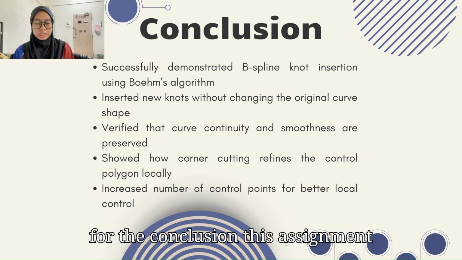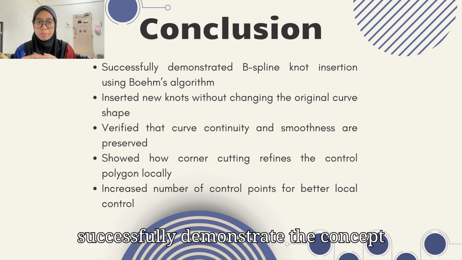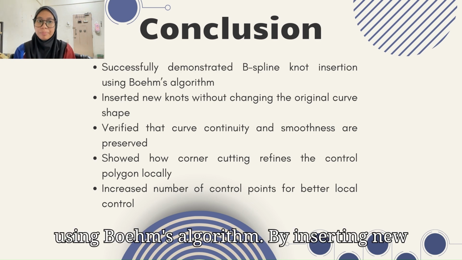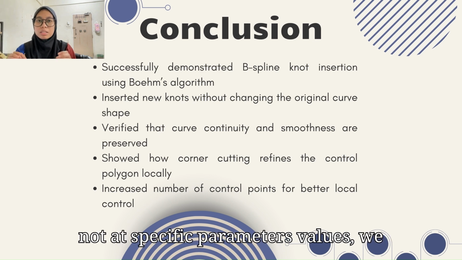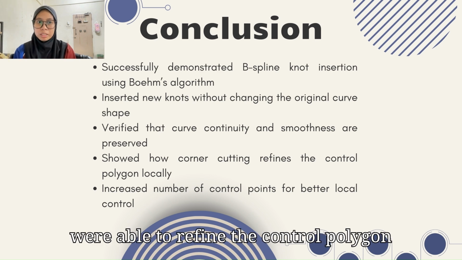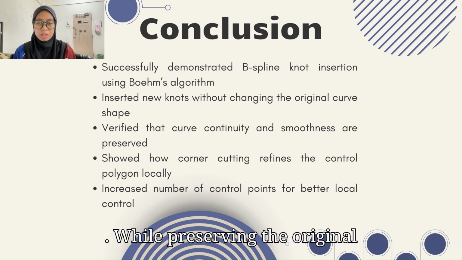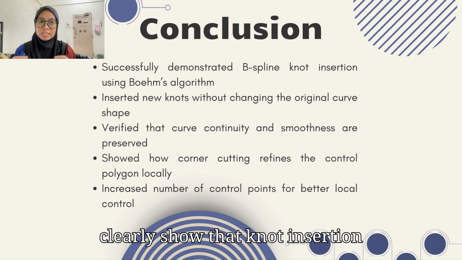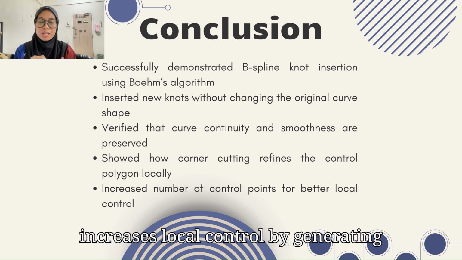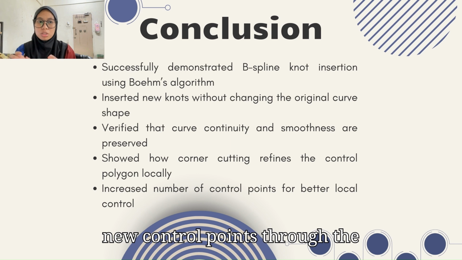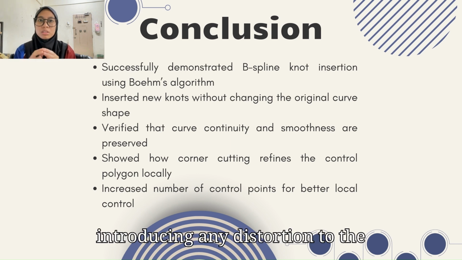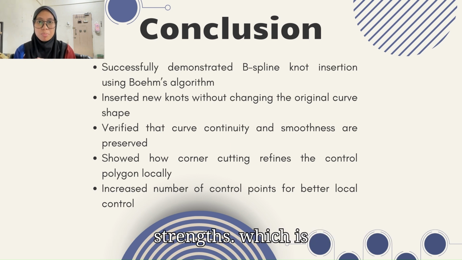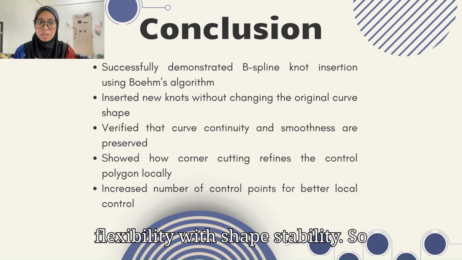So for the conclusion, this assignment successfully demonstrates the concept of B-spline knot insertion using Bohm's algorithm. By inserting new knots at specific parameter values, we were able to refine the control polygon while preserving the original shape of the curve. The results clearly show that knot insertion increases local control by generating new control points through the corner cutting process without introducing any distortion to the curve. This confirms one of the key strengths of B-splines, which is flexibility with shape stability.